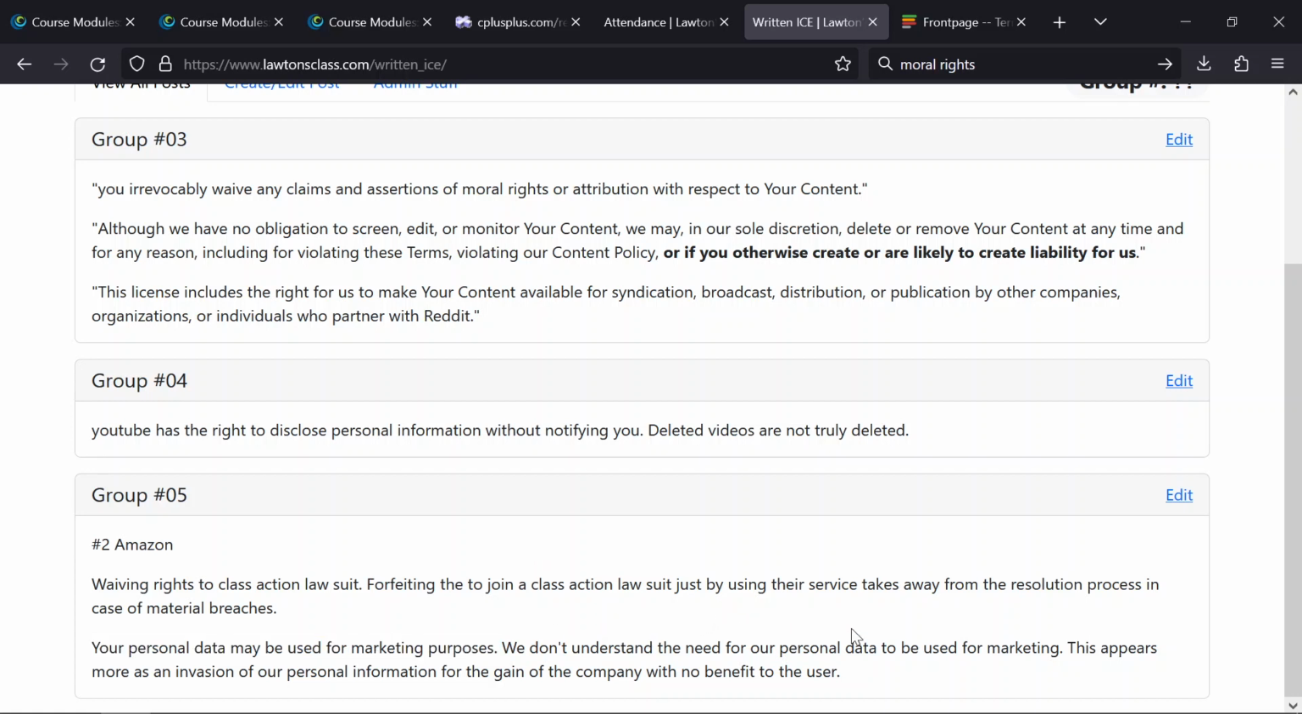We don't understand the need for our personal data to be used for marketing. Good, yeah. Makes no sense. This appears to be because you're already paying Amazon most likely when you buy from them. You have an Amazon subscription. You'd think that you're free from this. But no. They're just trying to make some extra money off the top of your monthly subscription. So this appears more as an invasion of our personal information for the gain of the company with no benefit to the user. Very good, Group 5.